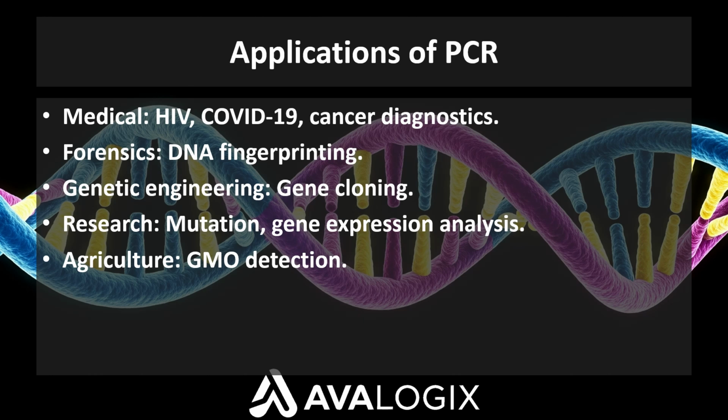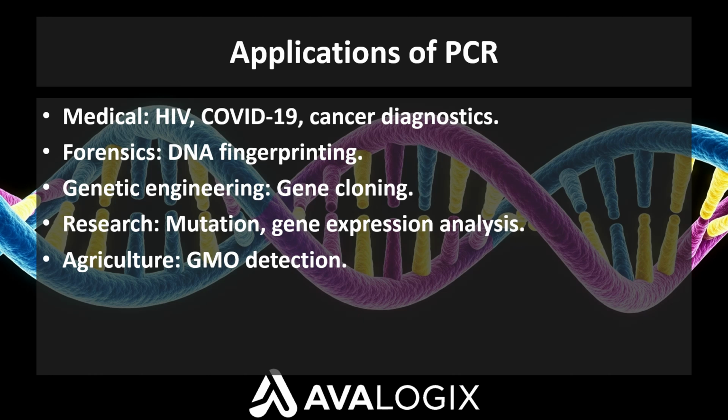Forensic science. In forensic investigations, DNA from crime scenes, often degraded or in trace amounts, can be amplified using PCR. Short tandem repeat (STR) analysis uses PCR to create DNA fingerprints. This is how suspects are matched to evidence.